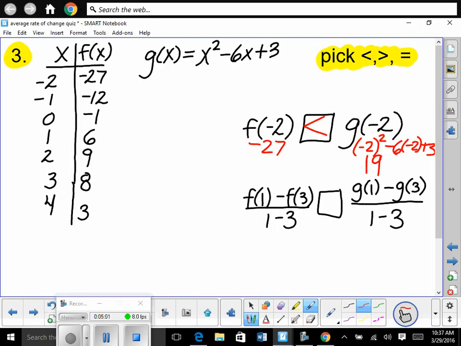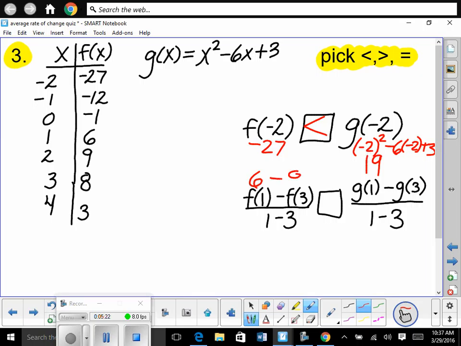And then there's g of 1 minus g of 3 all over 1 minus 3. What formula is that? Average rate of change. Good. Our interval is from 1 to 3. So let's do this. f of 1 means for f, what's our function at 1? So wouldn't f of 1 be 6? Guys, our function at 1. Are you paying attention? Minus f of 3, which means our function at 3.